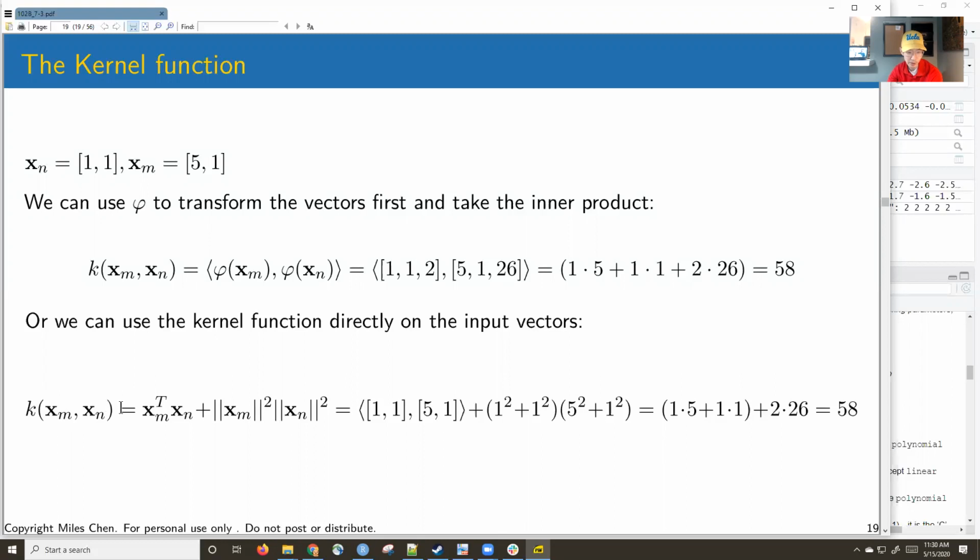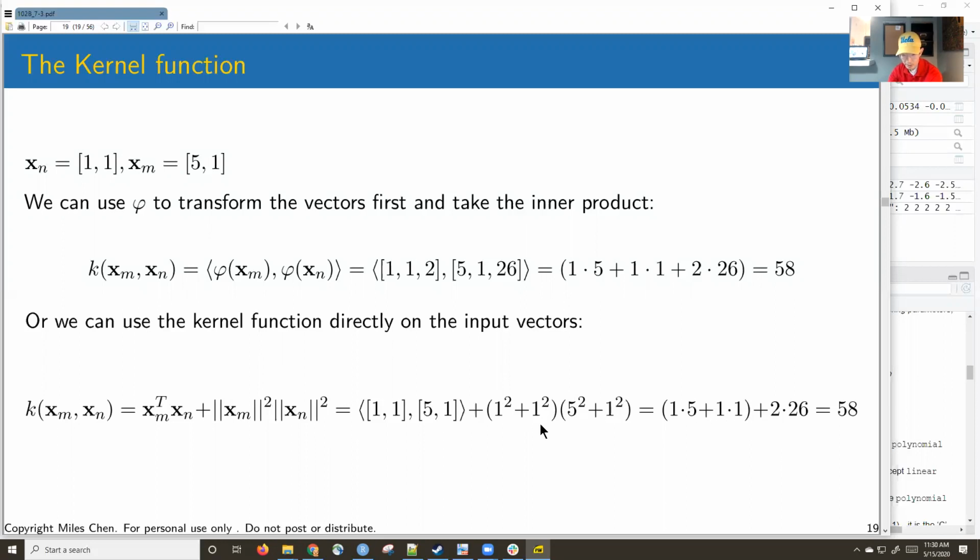The equivalent kernel function can just be xm transpose xn, which is basically the inner product of (1, 1) and (5, 1), plus xm norm squared times xn norm squared. So the inner product of (1, 1) and (5, 1) is going to be 1 times 5 plus 1 times 1. And then the norm of xm squared is going to be 1 squared plus 1 squared. I might have gotten these m and n labels mixed up. And the norm of this thing is going to be 5 squared plus 1 squared.